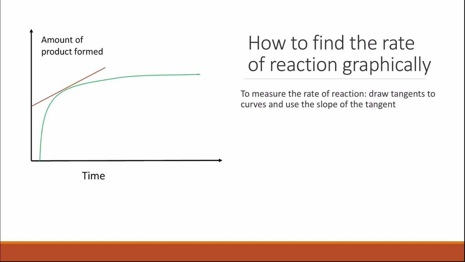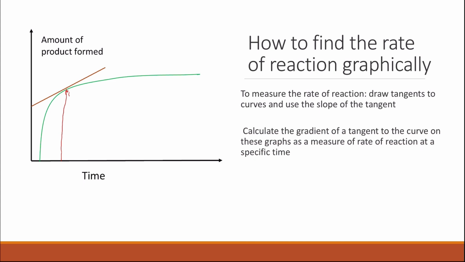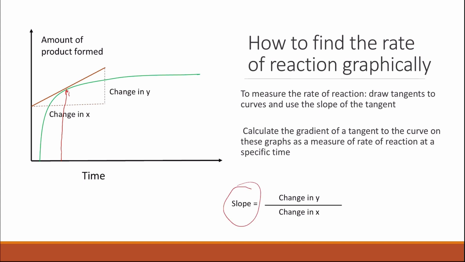To do this, we will draw the tangent at a certain point in time. So at this point in time here, we drew the tangent, and then we can calculate the gradient of the tangent to the curve on this graph as a measure of the rate of a reaction at a specific time. This is the tangent, and this is the change in y and the change in x, and the slope will be the change in y over the change in x. The slope here will represent the rate of the reaction, and we can calculate this graphically.